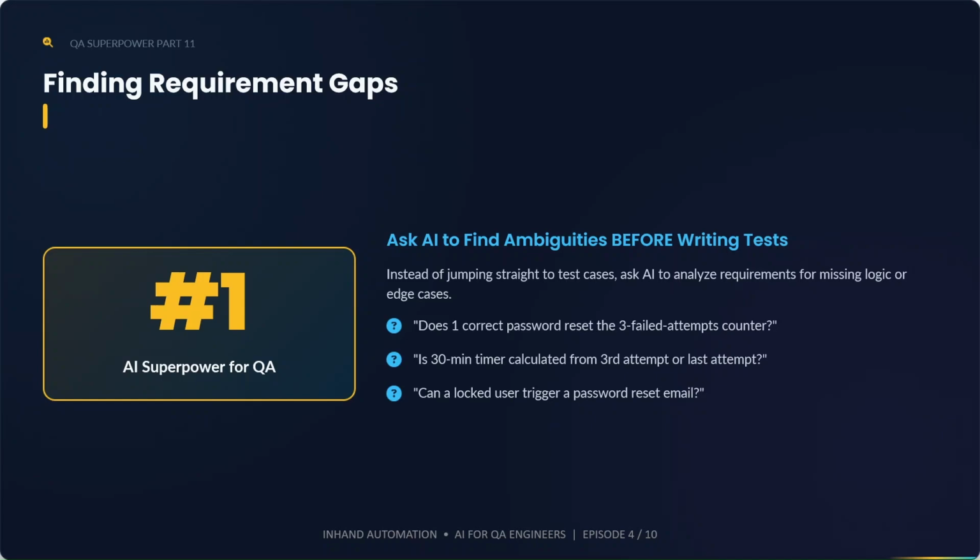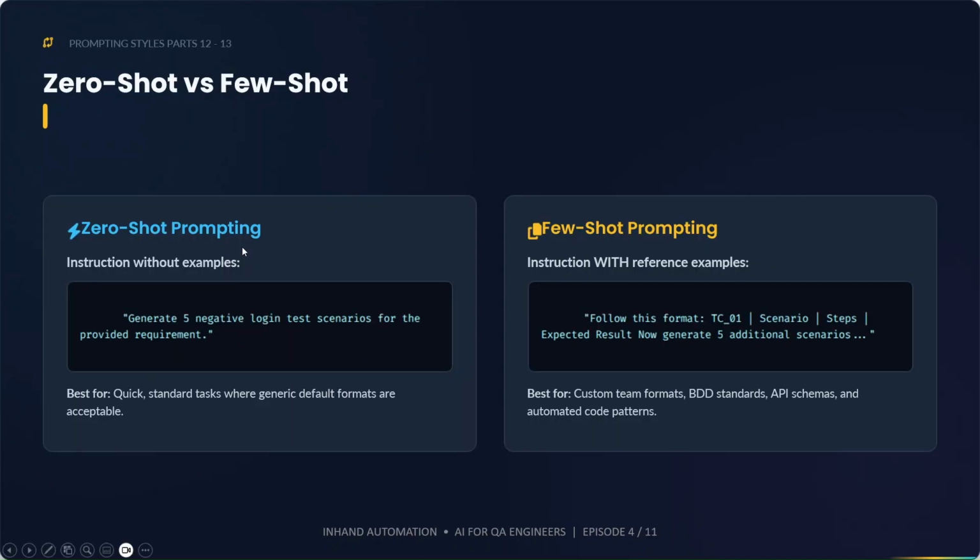So now let's understand a few terms, like zero shot prompting. The name sounds complicated, right? Zero shot prompting. The idea behind this name is simple. Rahul asked AI to perform a task without giving it an example. So, instruction without example. How does it look? It will look like this: generate 5 negative login test scenarios for the provided requirement. Rahul provides instructions but no sample output here. That's essentially zero shot prompting. And for many simple QA tasks, this may be enough.